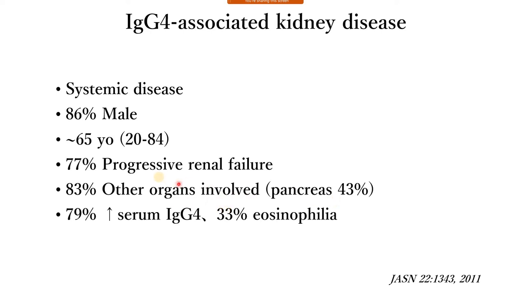An important thing is that this lesion can often be detected as a local lesion or a nodular lesion. And often, in the kidney, there are nodules on imaging studies, and the clinician or radiologist did the biopsy, then the pathology report came back as IgG4-related kidney disease. 79% of cases show increased serum IgG4, and 33% of cases show eosinophilia.